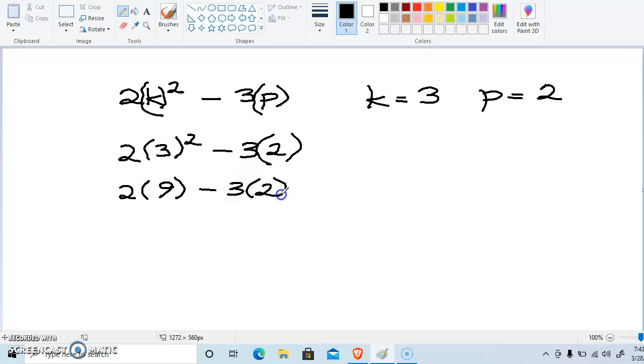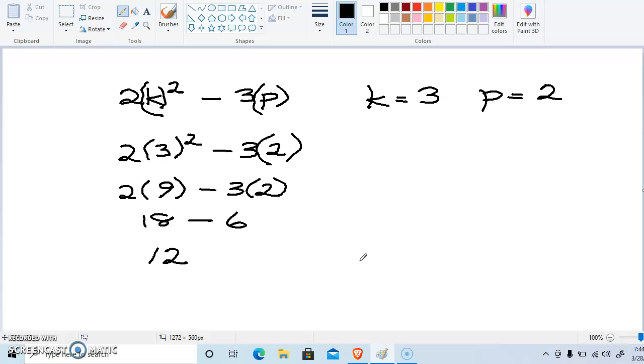Now, PEMDAS tells us after exponents, we're going to do any multiplication we encounter left to right. So we're going to start over here, and we have the first multiplication, which is 2 times 9, which is 18. We're not going to do addition or subtraction yet. We're going to go on to this multiplication problem, which is 3 times 2, and that's 6. Now, at the very last, we do our addition or subtraction at the end of the problem. So what we're going to do then is 18 minus 6, and that is 12.